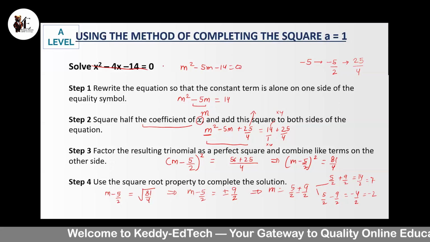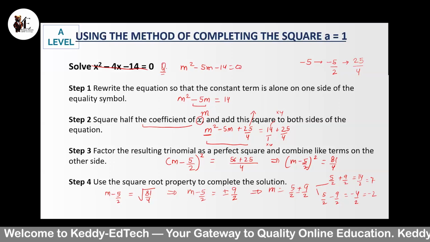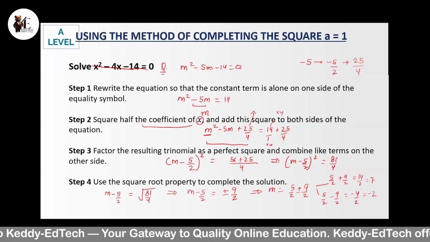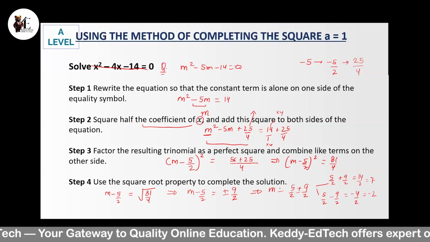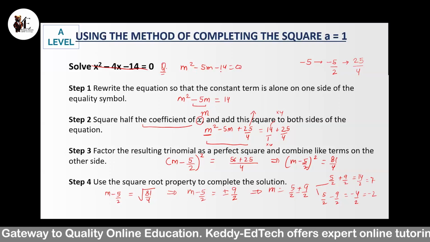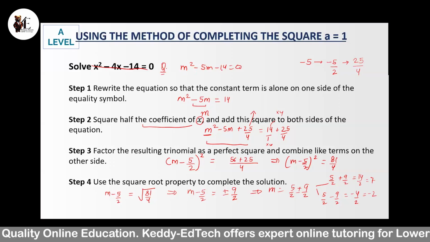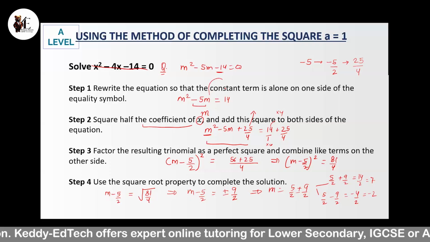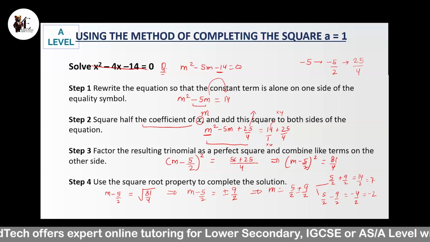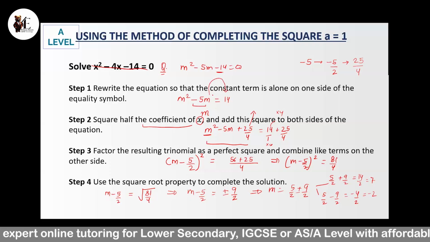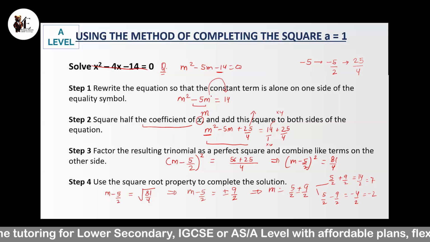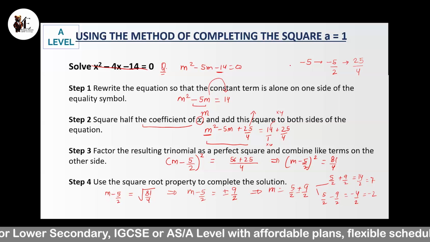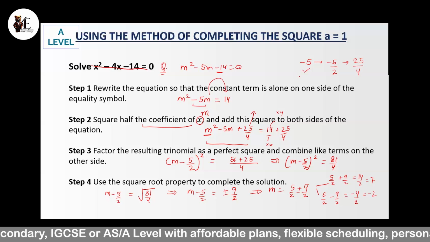For this question, right? Yes, sir. Okay, so the question was m square minus 5m minus 14 is equal to 0. So in the first step, you have to shift the constant term to the other side. Here it was negative 14. After shifting, the sign will change and it will become positive 14. The next step is to find the coefficient of m. So the coefficient of m is negative 5.